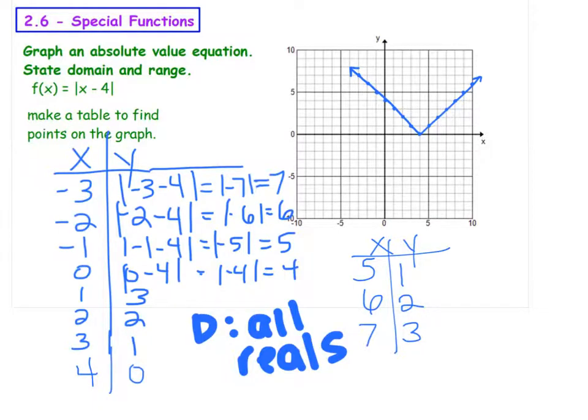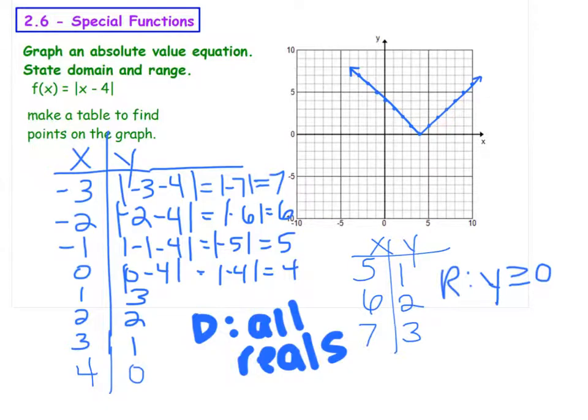And then the range is going to be, if you look on our graph, there is no value below 0. 0 is the smallest because this is going to keep on going up, and this piece is going to keep on going up. So there's no chance of any negative outputs. So your range is y is greater than or equal to 0. Or you could say all positive numbers and 0.